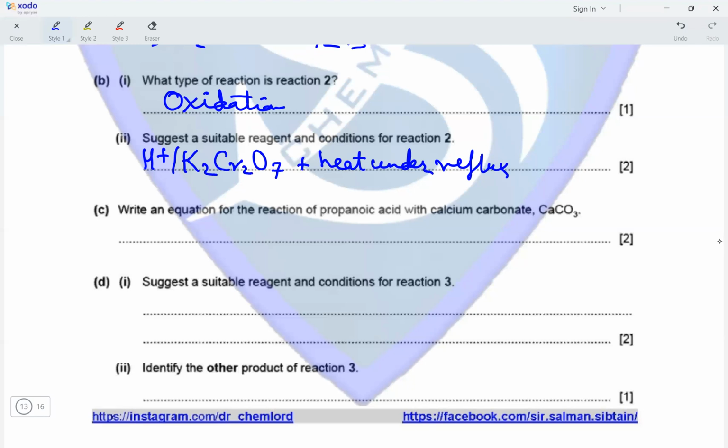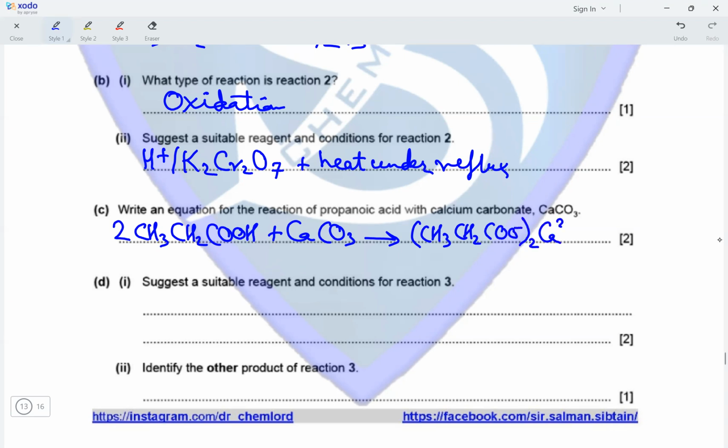Write an equation for the reaction of propanoic acid with calcium carbonate. So calcium has a +2 charge, so 2 moles of propanoic acid would react with calcium carbonate. So 2 moles of CH3CH2COOH reacting with CaCO3 producing CH3CH2COO minus twice and Ca2 plus. This would be the salt produced. Then we would have liberation of carbon dioxide gas and production of a mole of water.